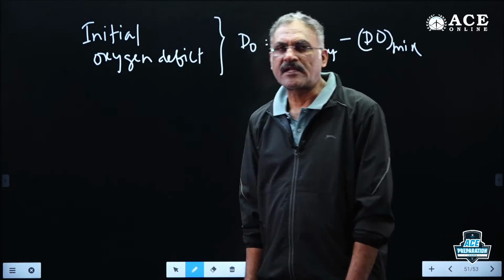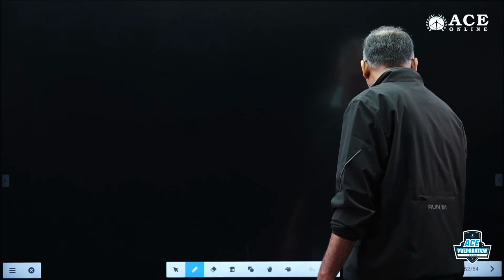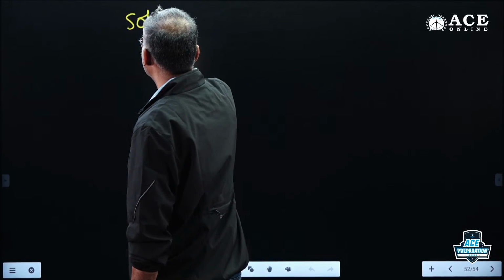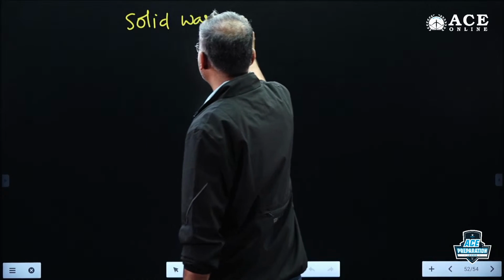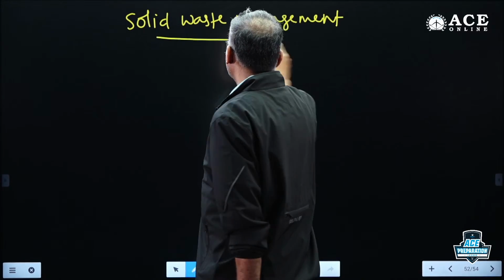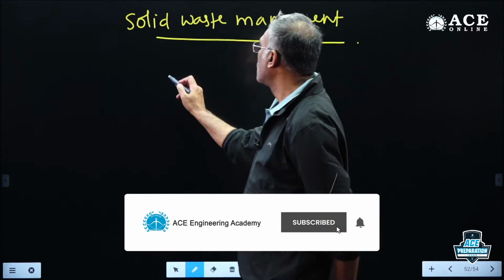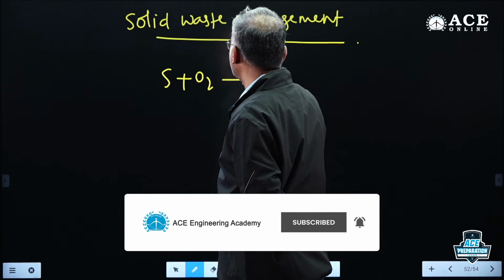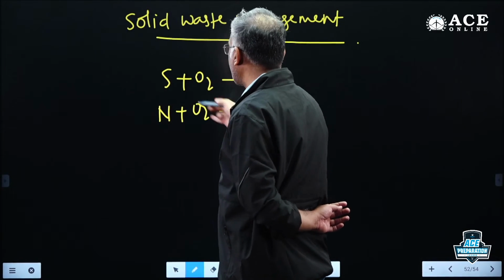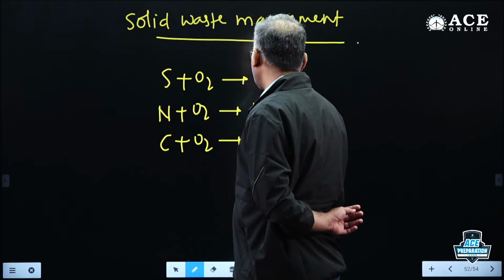So this is about wastewater engineering. Then last is solid waste management and air pollution control. In solid waste management, a very popular topic is oxygen demand. One question students often get confused about is what amount of oxygen is required to decompose solid waste. Sulfur reacts with oxygen and is converted into sulfur dioxide. Nitrogen reacts with oxygen and is converted into nitrogen dioxide. Like this, different components are present in solid waste. Carbon reacts with oxygen and converts into carbon dioxide.